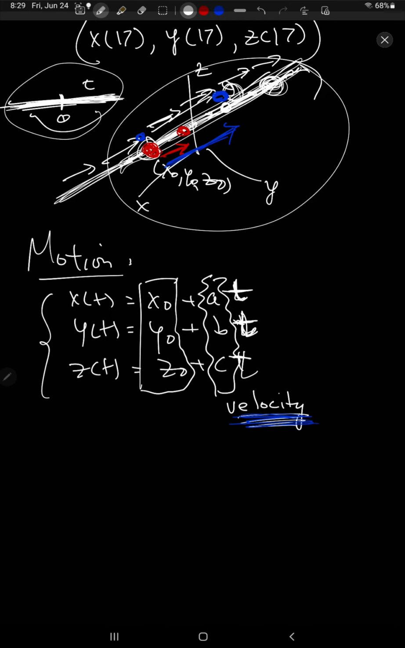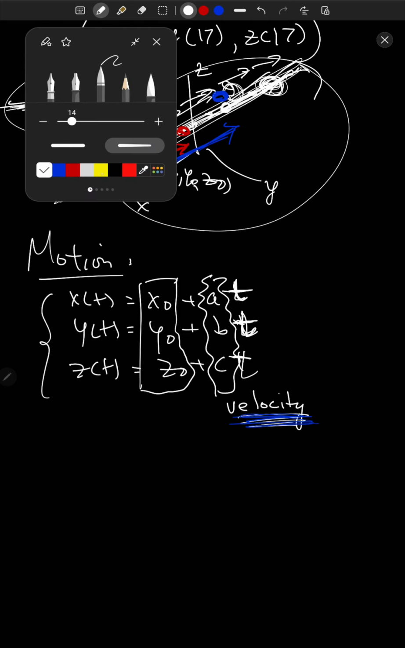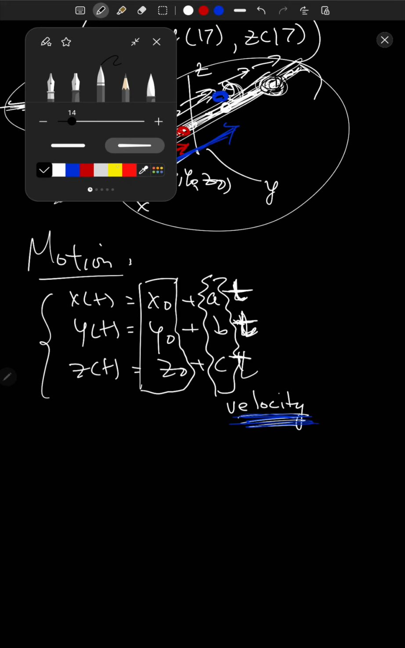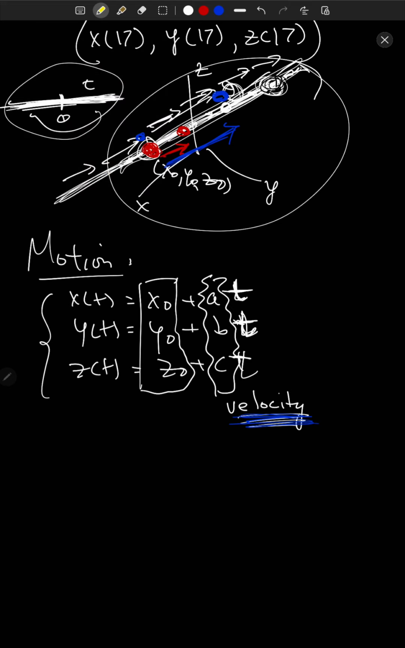Maybe I start there instead, right? Maybe I should use a different color. Okay, so maybe I start, no, sorry. Maybe I start there, what is going on? There we go. Maybe I start there instead, and then I describe using the velocity like that, right?